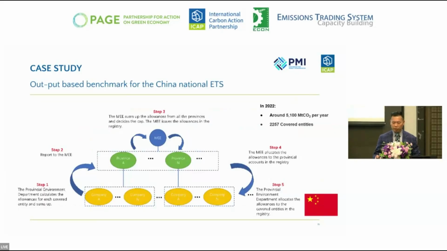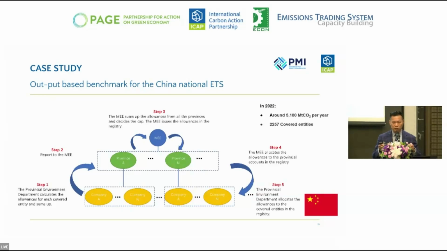And the other example is China. China uses the output-based benchmark method to decide the allowance. I will talk about the allocation plan later in the afternoon, but in short, the government will decide the allocation measure for the company. And the company and the provincial government will calculate the allowance for each company in this province, and then they sum up, and this will be the province allowance.